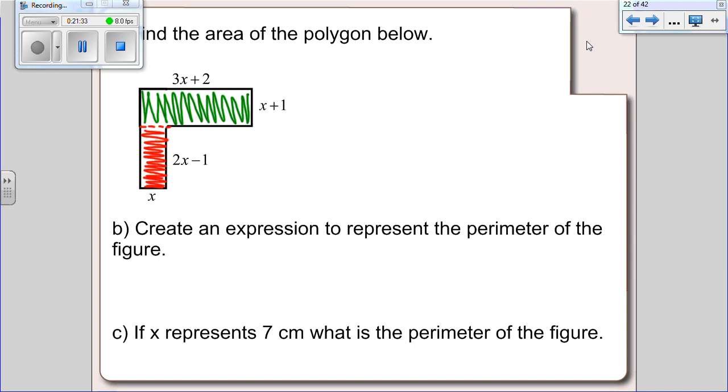So that's what we're going to do. We're going to add these two areas together. We're going to go area of the red, and we're going to add the area of the green. That's how we're going to solve this question. But you have to break it into two separate areas. Area of the red, the formula would be x times 2x minus 1. The area of the green would be 3x plus 2 times x plus 1.